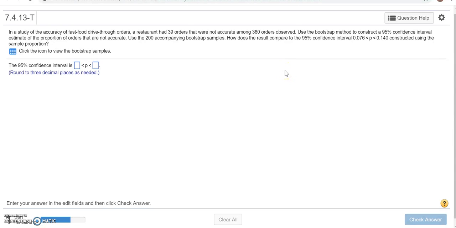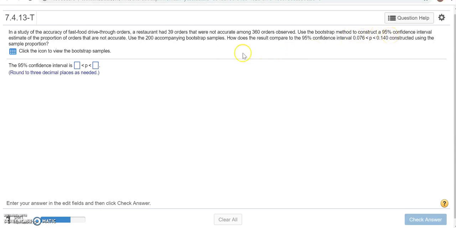Use the bootstrap method to construct a 95% confidence interval estimate of the proportion of orders that are not accurate. Use the 200 accompanying bootstrap samples. How does the result compare to the 95% confidence interval given here?